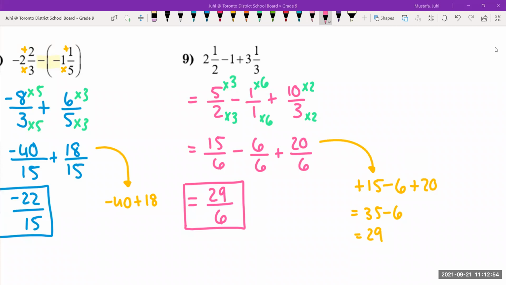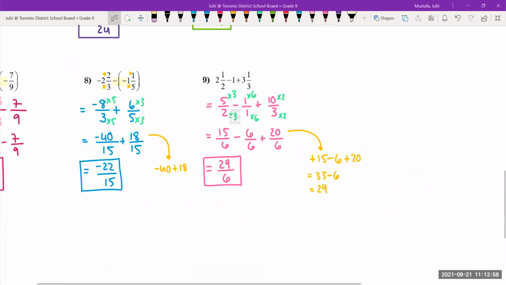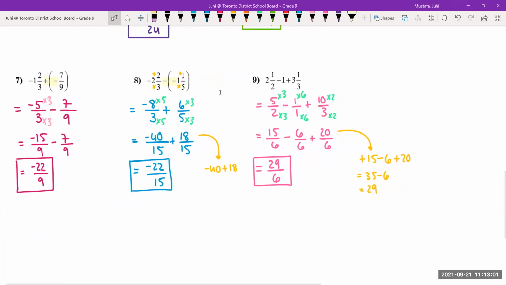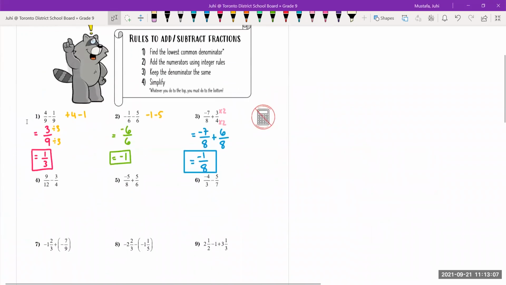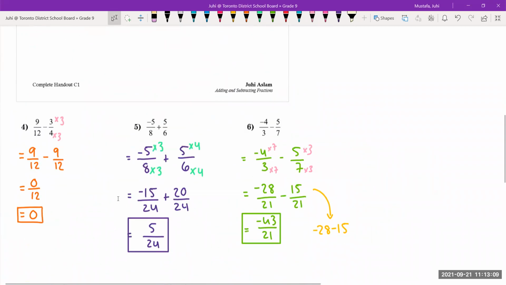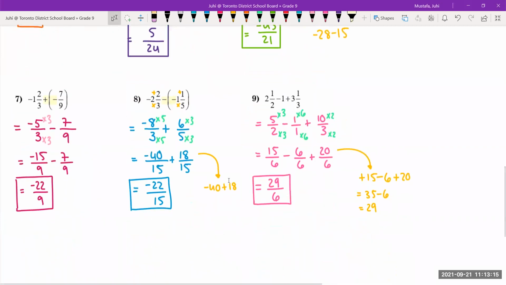Let me tell you your homework. So what have we learned in this class today? We reviewed how to add and subtract fractions. We started with 3 easy numbers. Then this is like more the middle level of difficulty questions. And then these are the harder questions with improper fractions and positive and negative numbers.